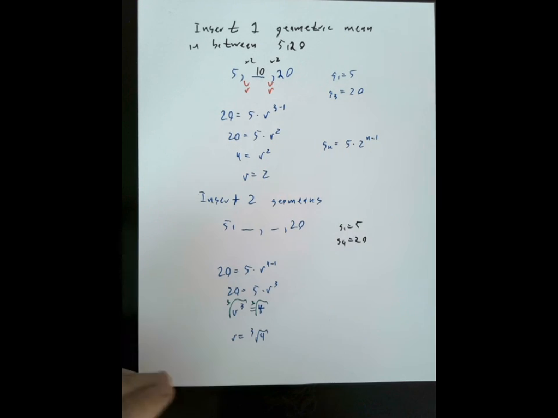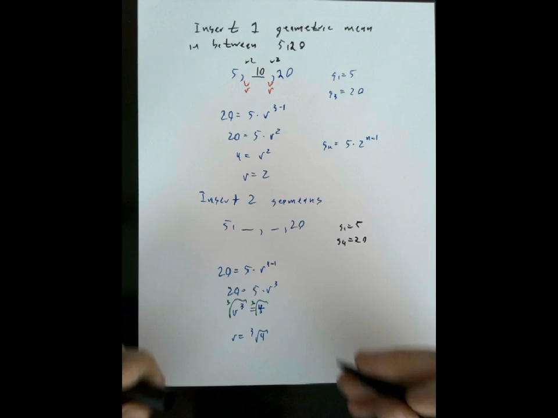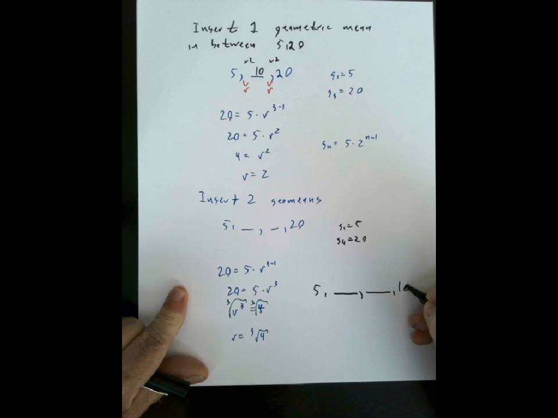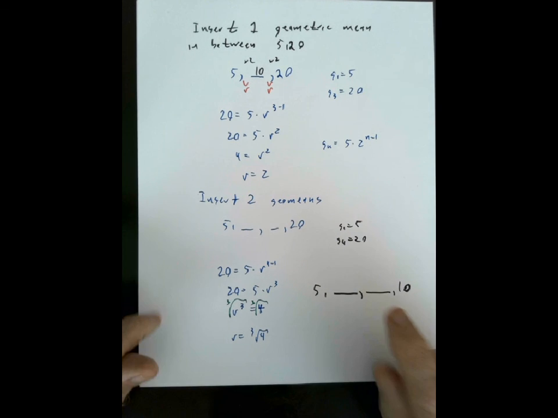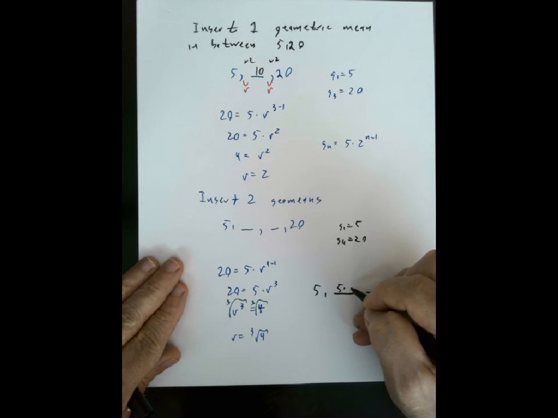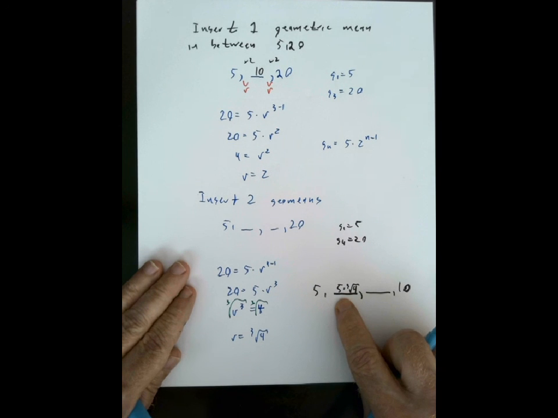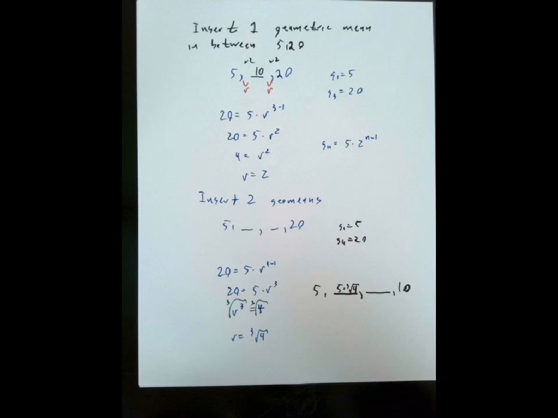Okay, so we had 5. And then the next number would be 5 times that, so it's going to be 5 times the cube root of 4. And then the next term would be the cube root of 4 times the cube root of 4.